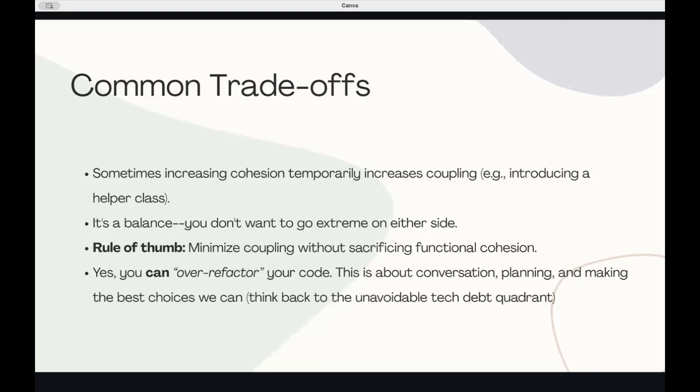So if we think back to that unavoidable tech debt quadrant, it's this idea that we can't necessarily avoid refactoring and we can't avoid technical debt, but we can have really good conversations with our team that hopefully lead to really good discussions and reasoning behind our code at the time. If I were to come into your code base and ask any of you, why did you make this choice or why are these methods all in this one class, you should be able to tell me why. You should be able to tell me the discussion you had and the reason behind it. And there's no right or wrong answer necessarily. It is about that discussion.